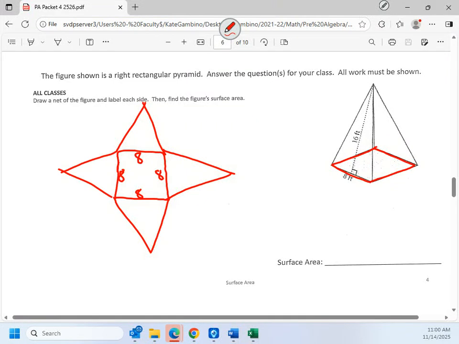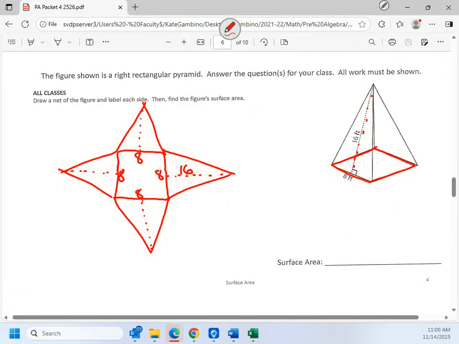What measurement do I know about my triangle? Victoria? The height. That height is going straight up the middle here. I need to put it straight up the middle of each triangle.